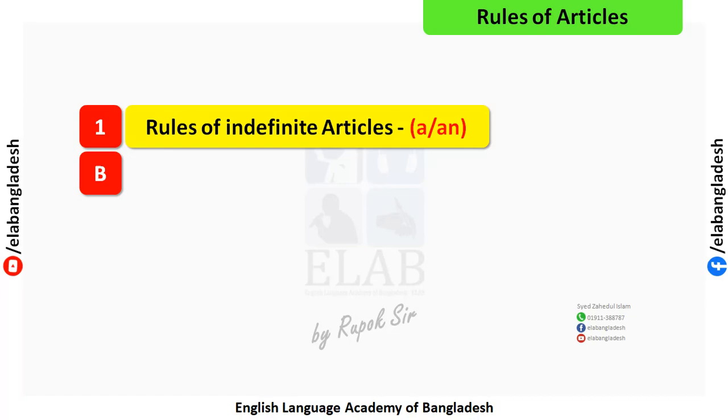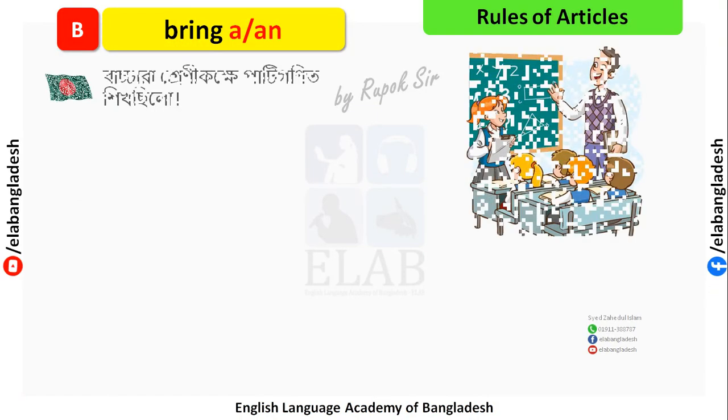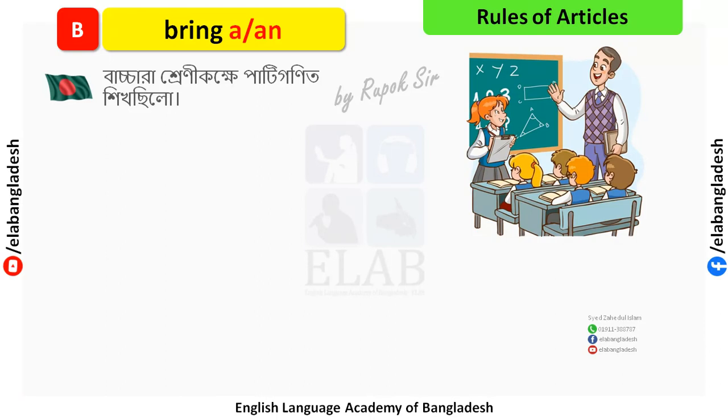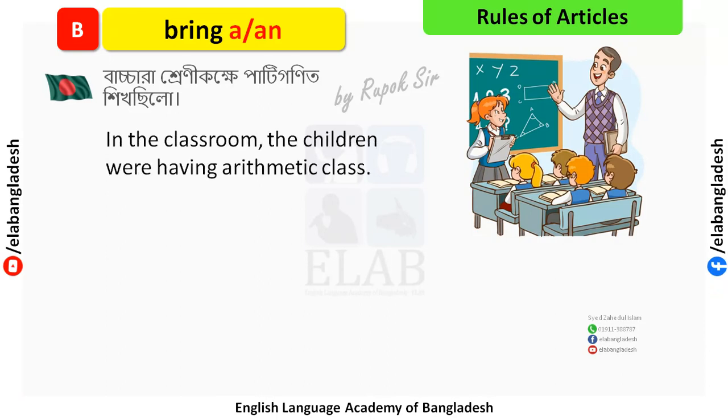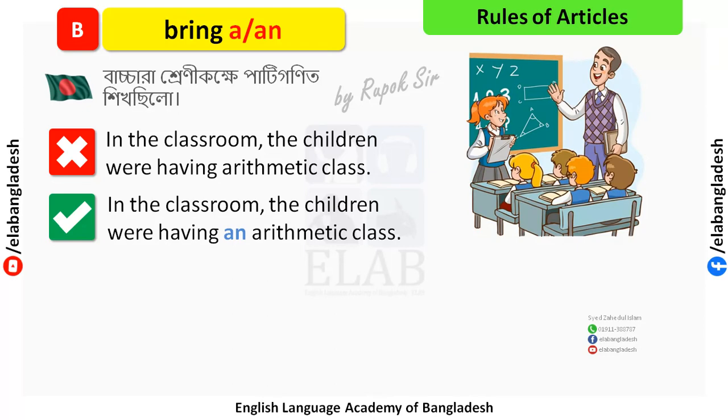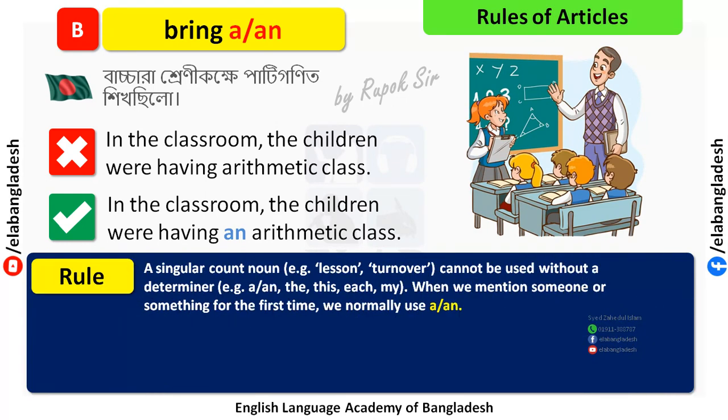Rules of indefinite articles. Bring a or an. In the classroom, the children were having arithmetic class. In the classroom, the children were having an arithmetic class. A single count noun, for example lesson, turnover, cannot be used without a determiner, for example a, the, this, each, my. When we mention someone or something for the first time, we normally use a, an.